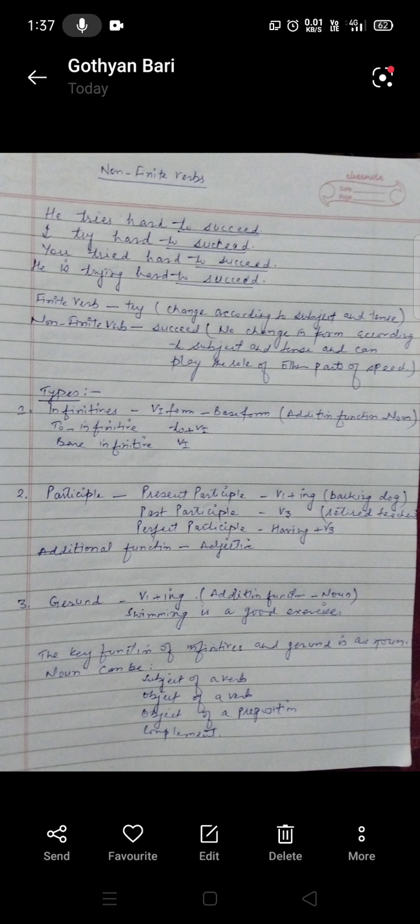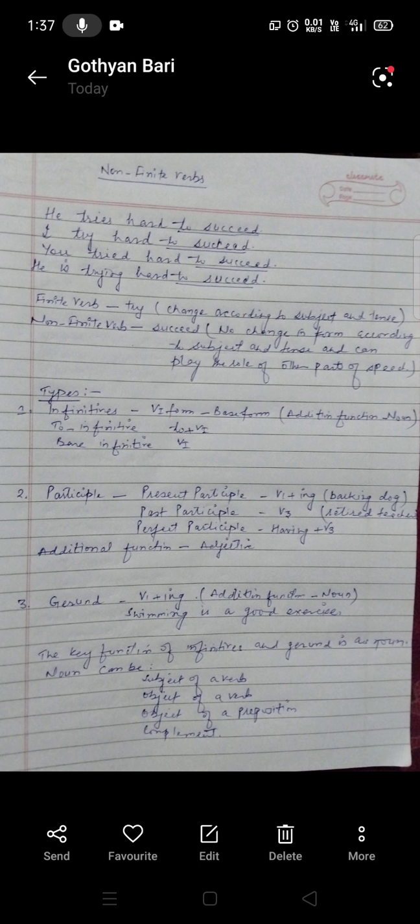We can notice one thing: the verb try gets changed as per the subject and the tense in which it is used. On the other hand, the verb succeed, to succeed, in each sentence remains the same throughout. So what do we infer from these sentences?